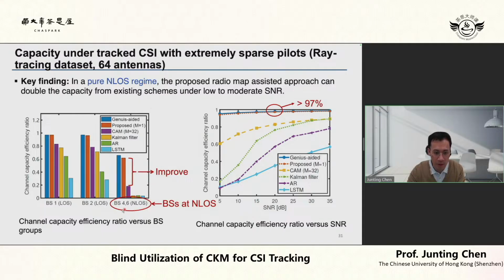Now, this is for a pure non-line of sight scenario, because we look at the base station that is in non-line of sight for a particular trajectory. We see that for Kalman filtering, the capacity ratio is very low, close to zero. For the proposed scheme using the switching Kalman filter, it can achieve slightly more than 50% of the full capacity of the system.